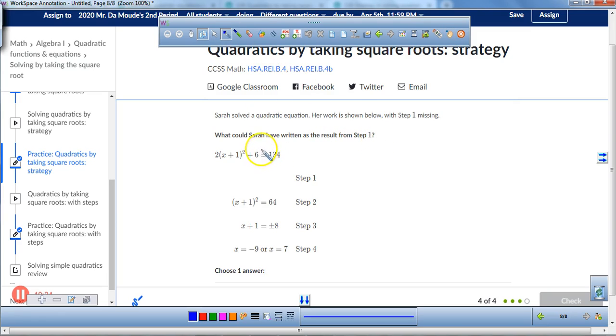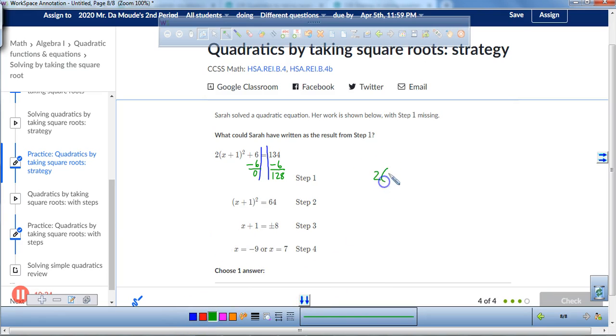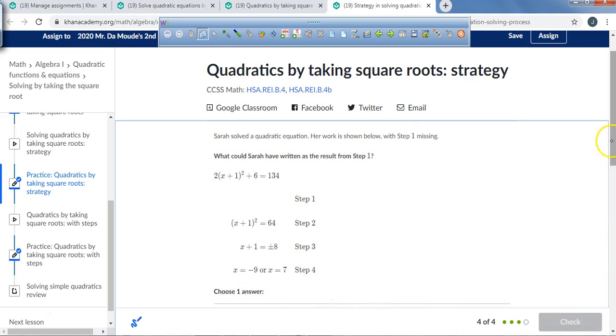Well, step number 1, she's trying to solve. So step number 1, she's got to take away 6 from both sides. So we're going to take away 6 from this side, and we're going to take away 6 from this side. And 134 minus 6 is 128. So the answer that I'm going to be looking for down here will be 2 parentheses x plus 1 squared. That's been canceled out, so it's just going to equal 128. So this is the answer I'm going to be looking for for step number 1. See if we can find that.